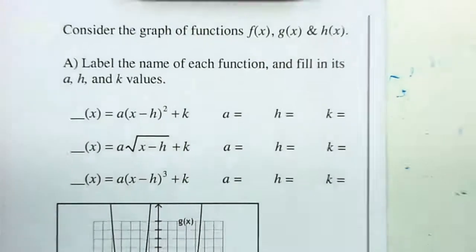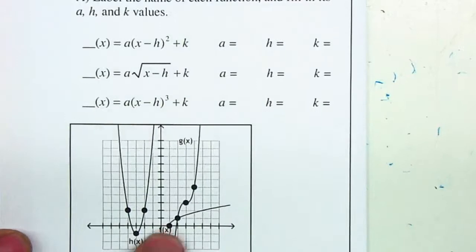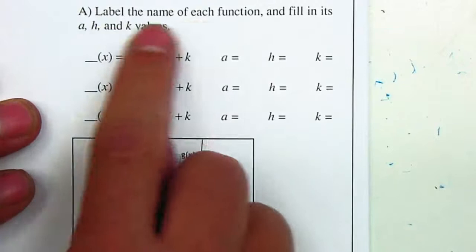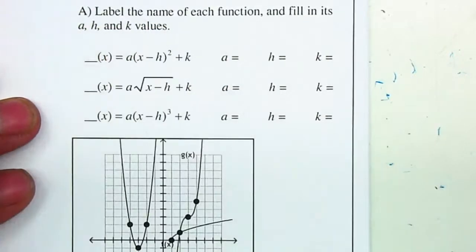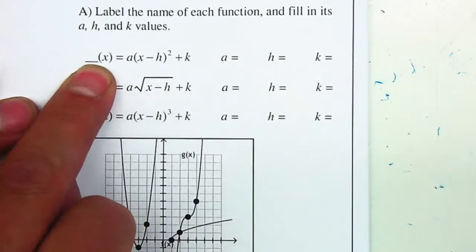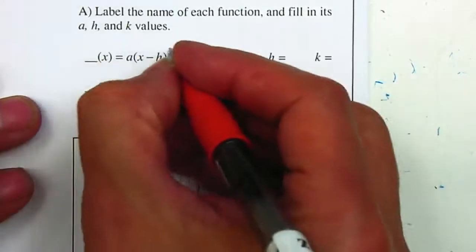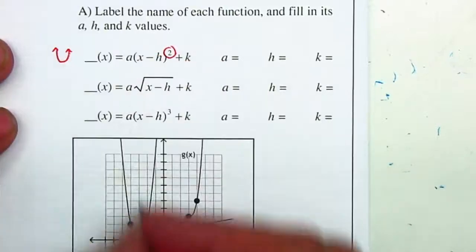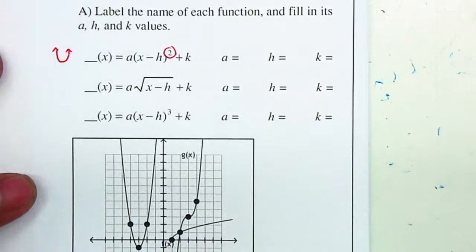And if we notice underneath, they give you all three functions: h of x, f of x, and g of x. And letter A, label the name of each function and fill in its a, h, and k value. So for the first one, we need to be able to label the name. It's f, g, or h. This is a quadratic equation, and we know quadratic equations are parabolas. I'm looking for the parabola, which is this one in here, and the name of this function is h.